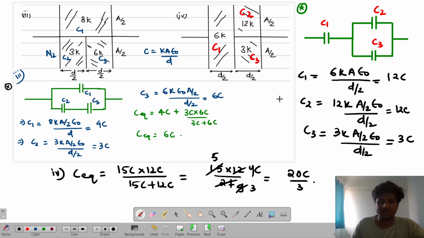What? We took the series. C1 plus C2, they are in parallel or not? Then only I'm considering them. Okay, and then these two are in series. Then I'm considering the C equivalent. Okay, got it? Okay, can I move ahead?